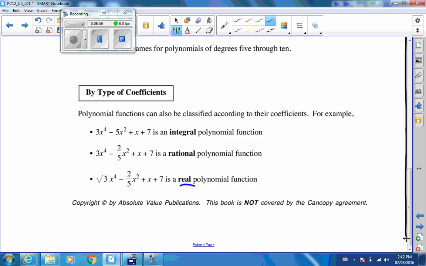Real polynomial means it has some things like e or pi or roots that are defined. They're still real, but they're not rational numbers. They go on forever. They're those irrational or transcendental numbers, if you will.